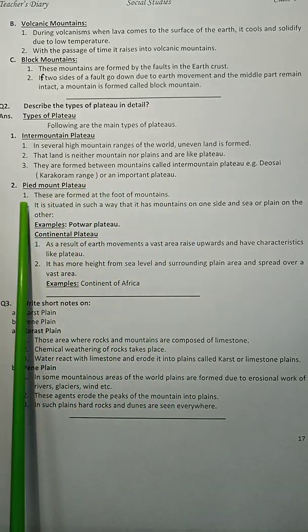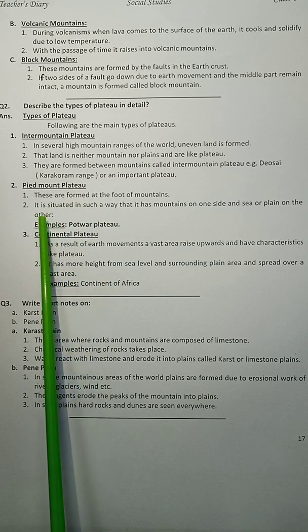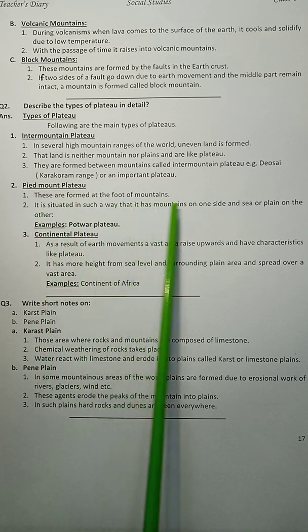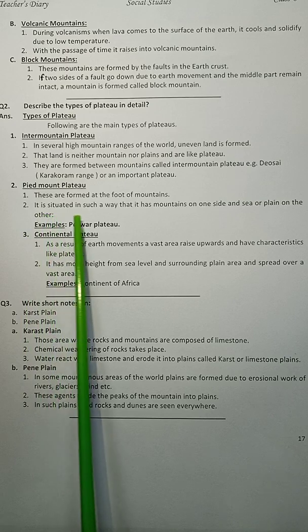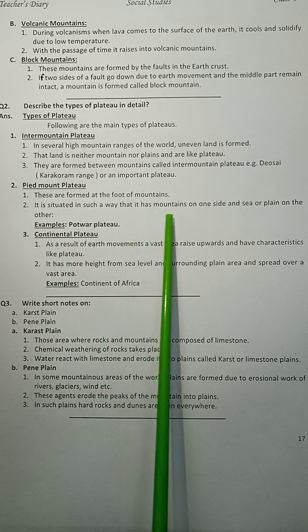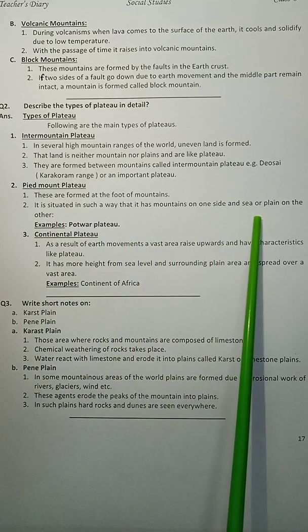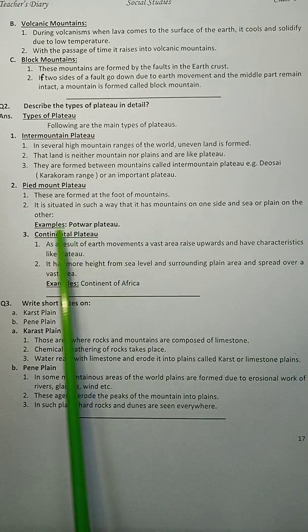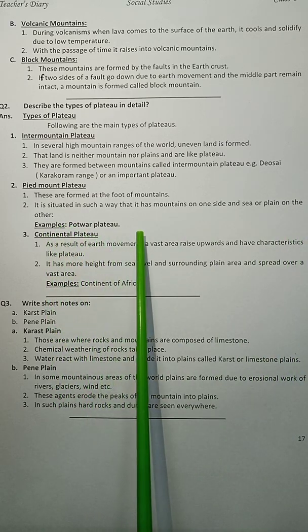Heading number 2 is Piedmont Plateau. Point number 1 is these are formed at the foot of mountains. Number 2, it is situated in such a way that it has mountains on one side and sea or plain on the other. The example is Potwar Plateau.